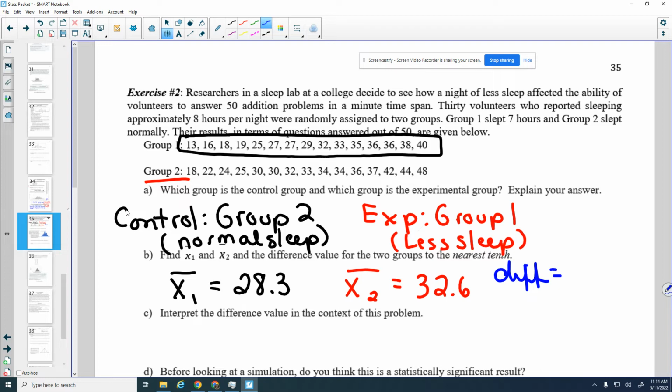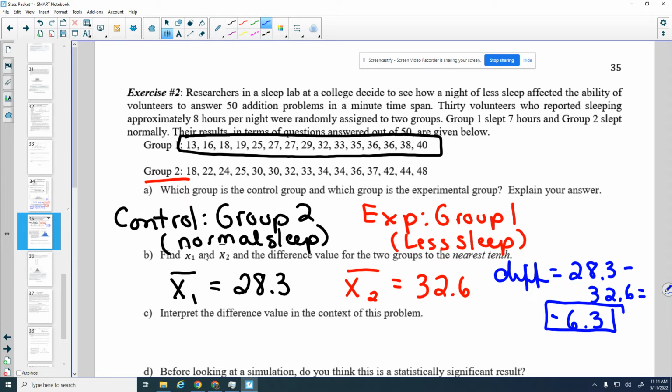So the difference value is 28.3 minus 32.6. So this difference value is negative 6.3. Okay, so that's our difference value. Interpret what this means in the context of the problem.